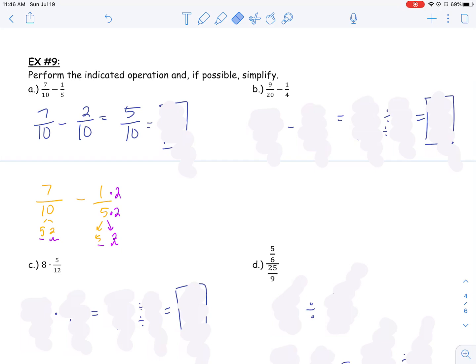And so 5 goes into 5 once, and 5 goes into 10 twice. So I can actually reduce my final answer of 5/10 into 1/2. All right, look at B with me. Let's do another subtraction problem.